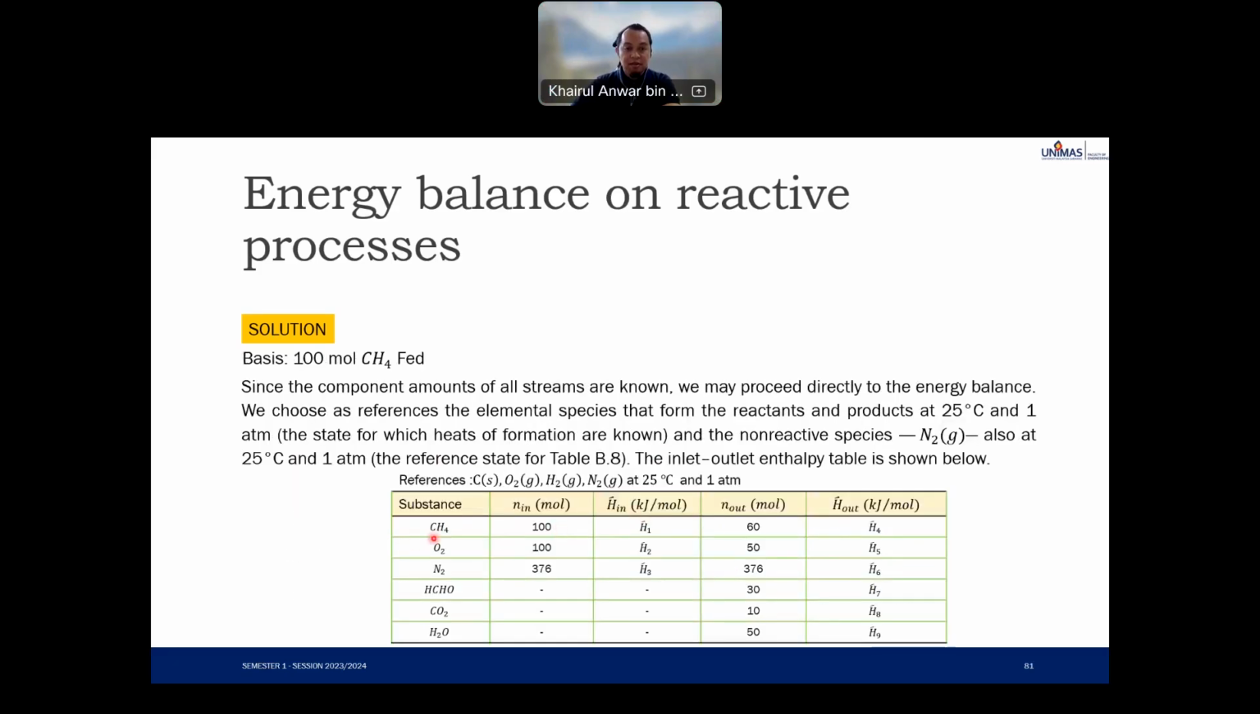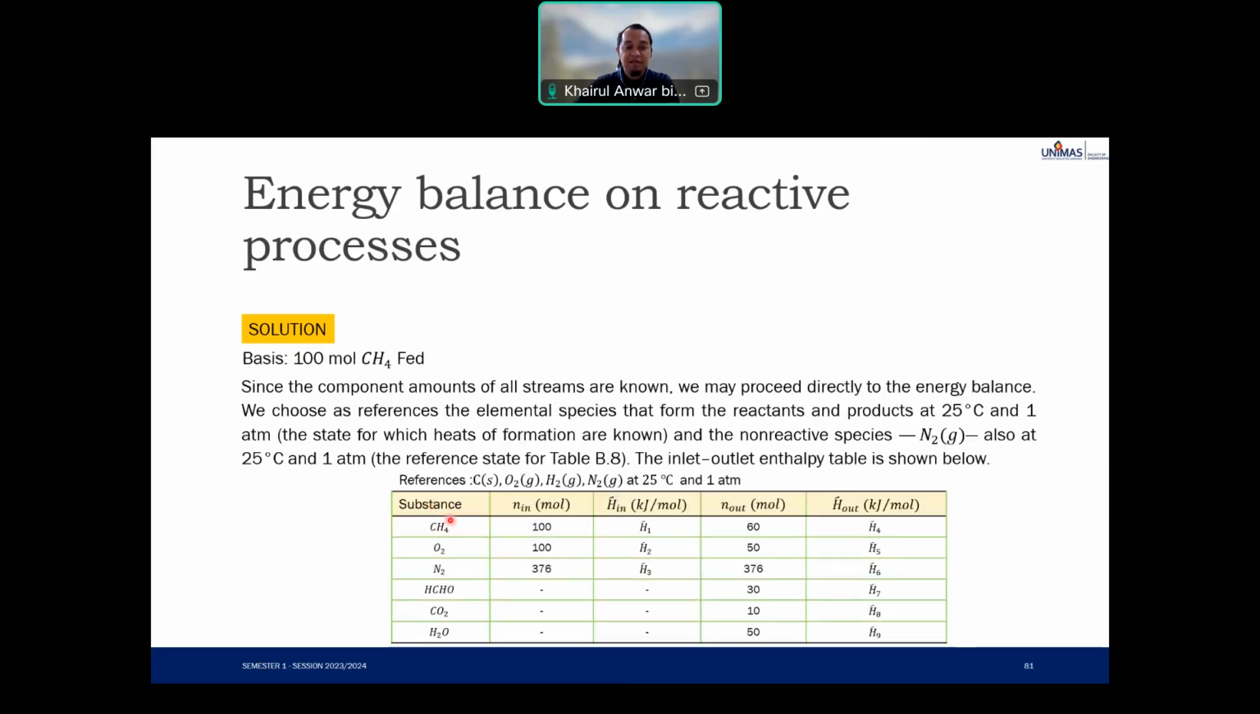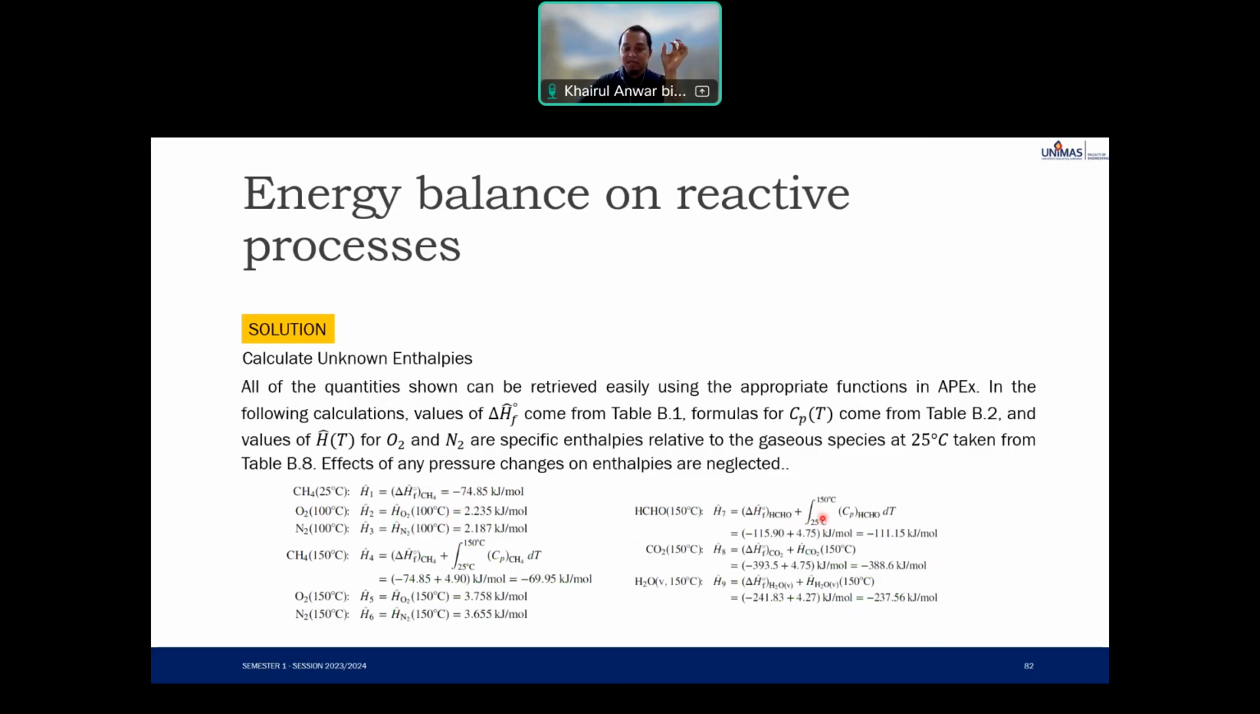H1. This is C plus 2 H2. So it's a formation. You see here? Because it occurs at 25 degrees C, there is no need for the sensible heat term. Just search for delta HF for methane on page 631. There is only one form, gas, which is negative 74.85 kilojoule per mole.